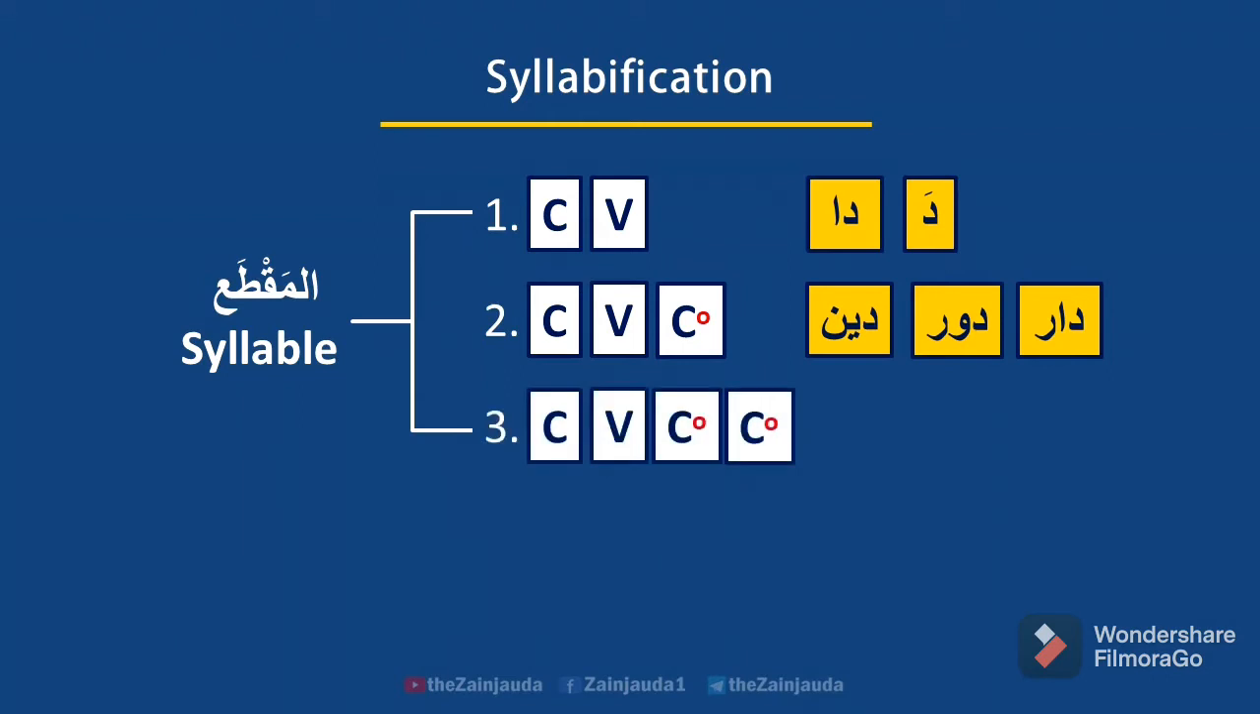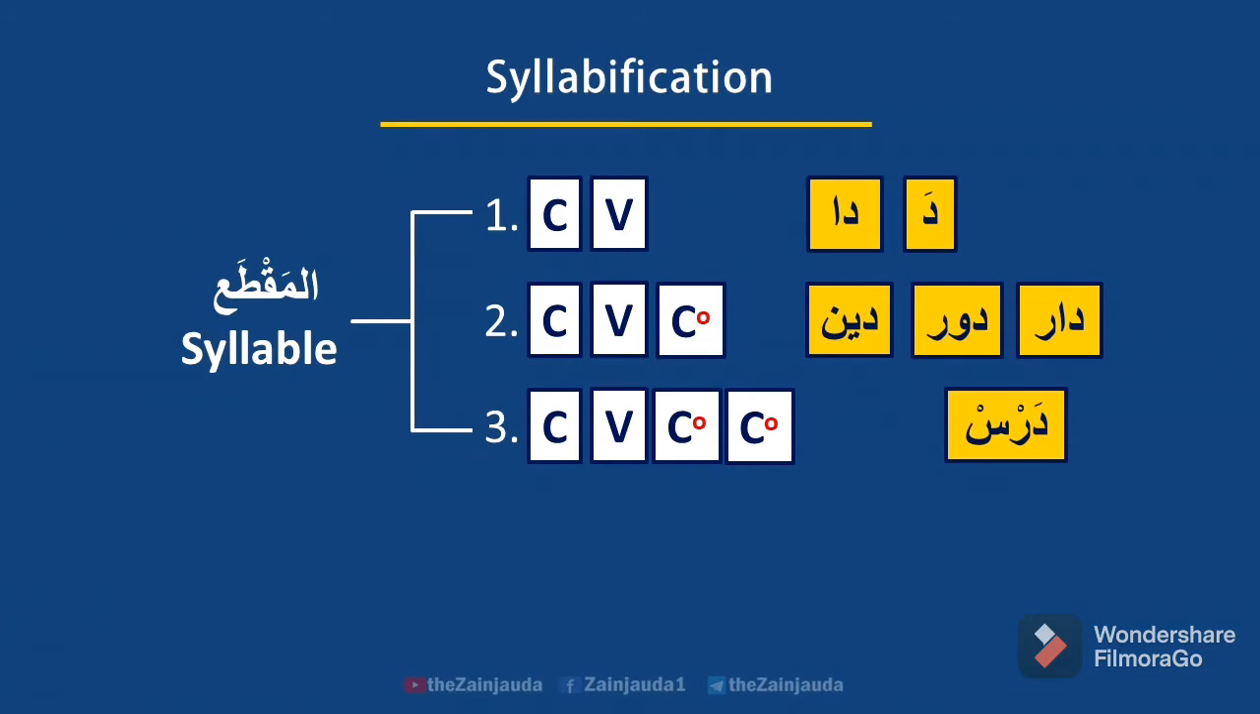The third type of syllable is CVCC. Here the consonant is followed by a vowel and two silenced consonants. An example of it is dars. This word consists of three consonants, dal, ra, sin, and only the first consonant is moved, which means it has a haraka, here fatha, so it is pronounced as only one syllable, dars.